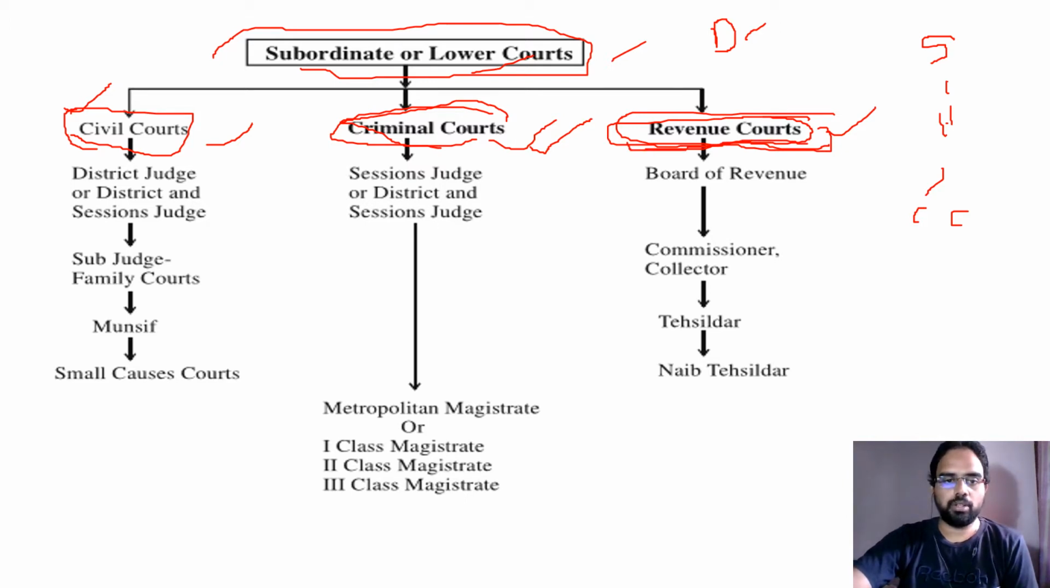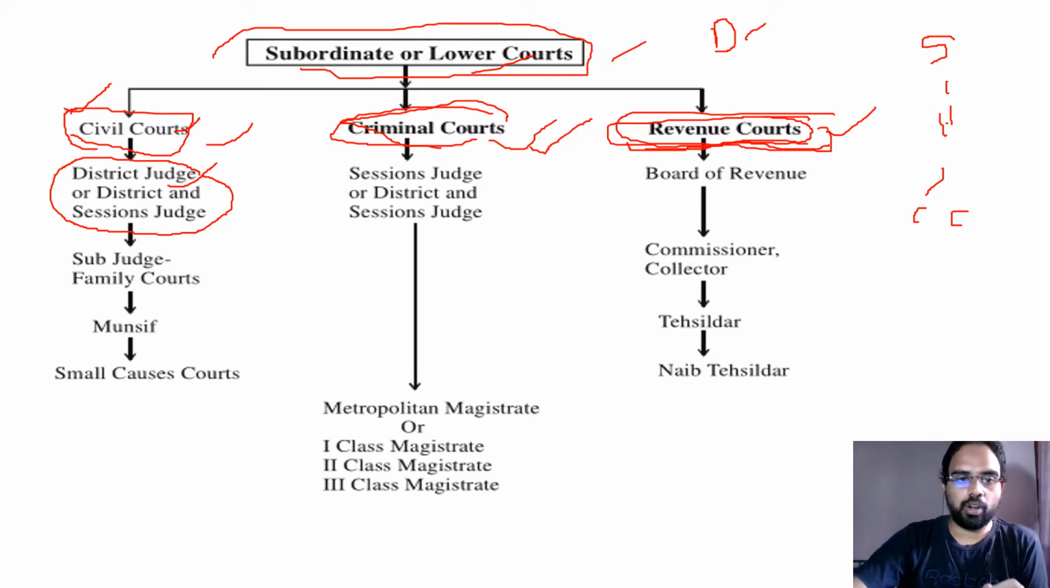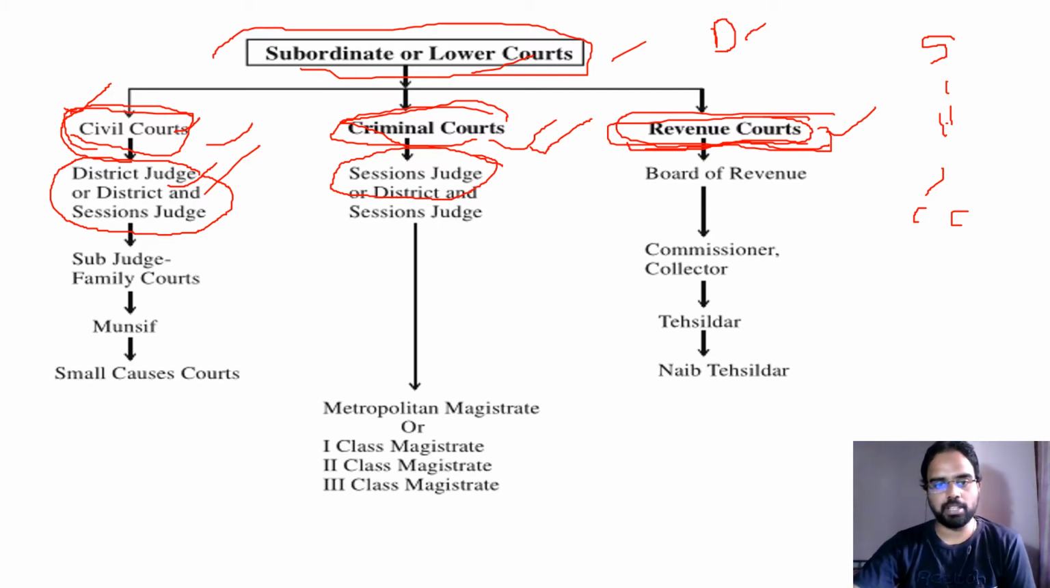So the civil courts are headed by the district judge and the sessions judge. Generally, the judge who conducts the civil court at district level is called the district judge. The judge who conducts the criminal court at district level is called the sessions judge. In our reduced syllabus, we have only civil court and criminal court, which is nothing but the district judge and sessions judge.